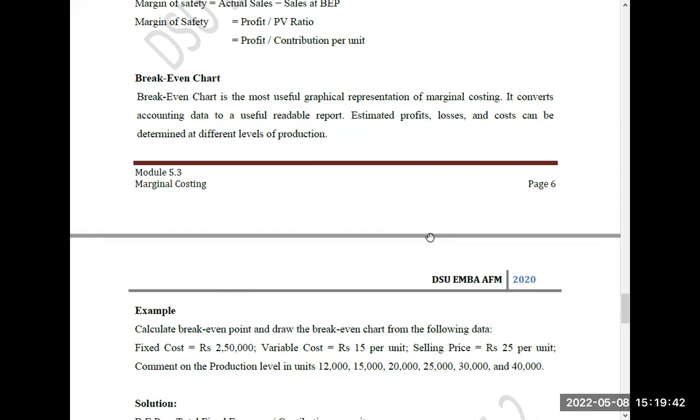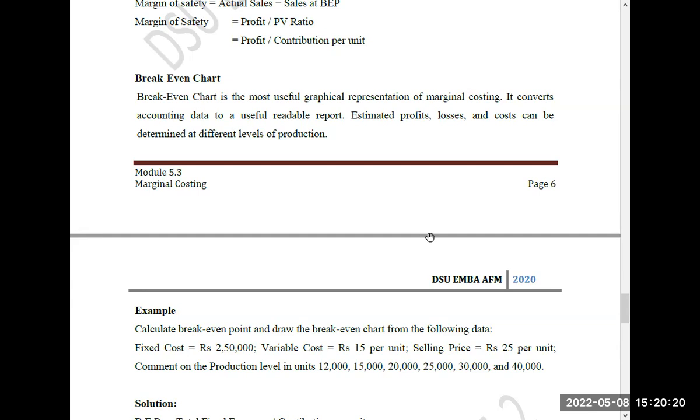Please understand that 15 rupees is nothing but the various components of cost which are in the nature of variability, variable cost. Similarly, fixed cost 2.5 lakh is nothing but the aggregation of so many individual costs of fixed nature, rent, supervisor salary, etc. Now write the data first. Fixed cost 2.5 lakhs, variable cost 15 per unit, selling price rupees 25 per unit.